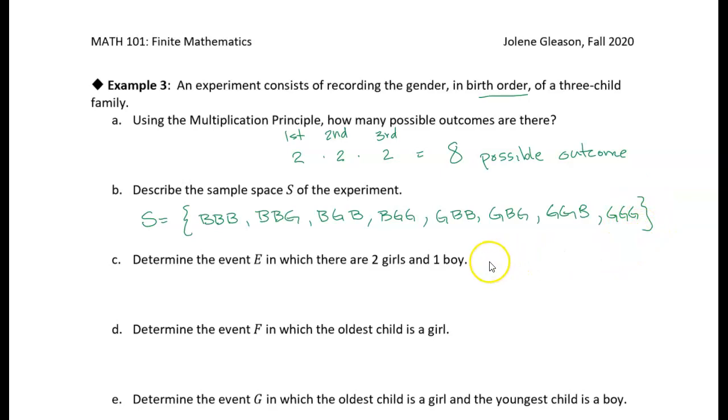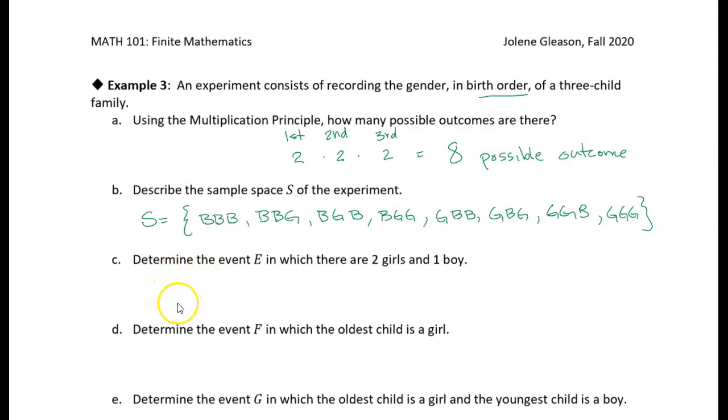All right. So now we said there were 8 possible outcomes. So one way to check to make sure you got them all is that you should be able to count and see that there are 8. There are 8 possible outcomes, and those are those outcomes. Okay, those are the possible outcomes for the 3-child family in birth order.